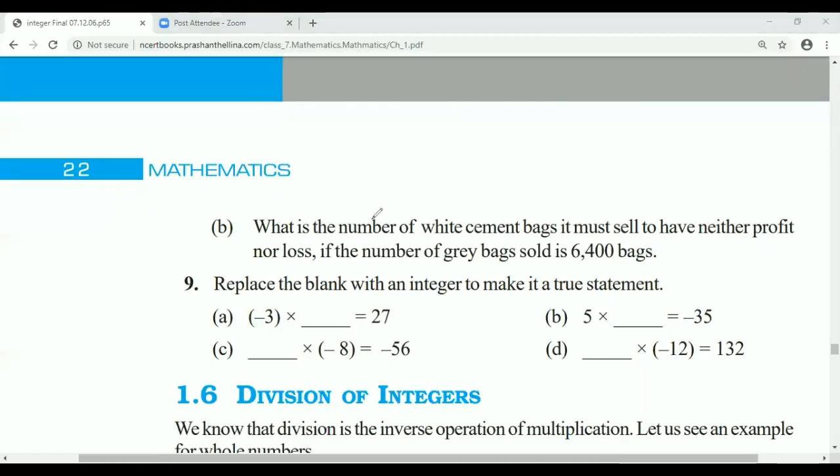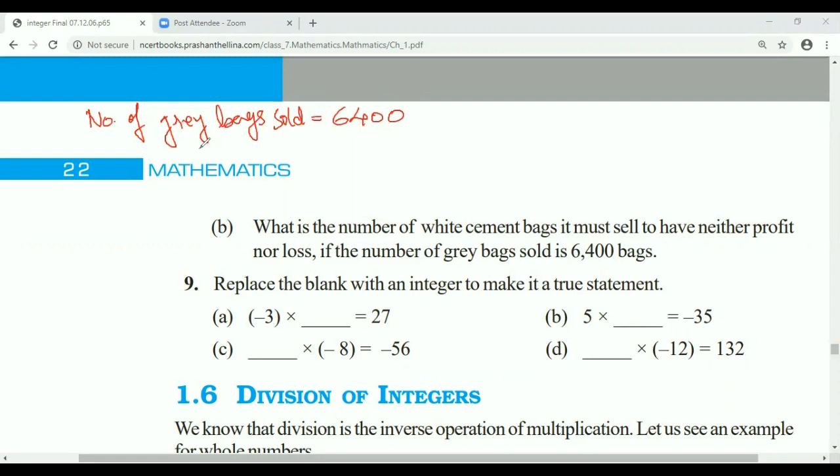Now listen to question B. What is the number of white cement bags it must sell to have neither profit nor loss if the number of grey bags sold is 6,400 bags? Okay, so one thing is given, the number of grey bags sold, given as 6,400. So one thing with regards to grey bags is that they give a loss of 5 rupees per bag.